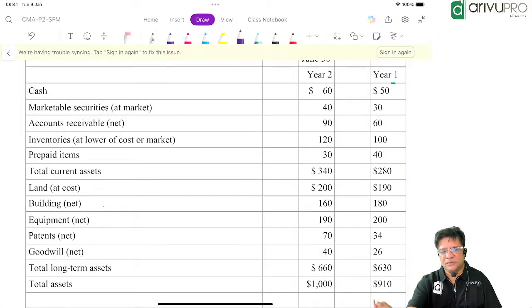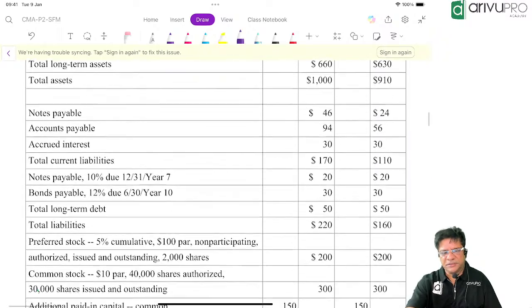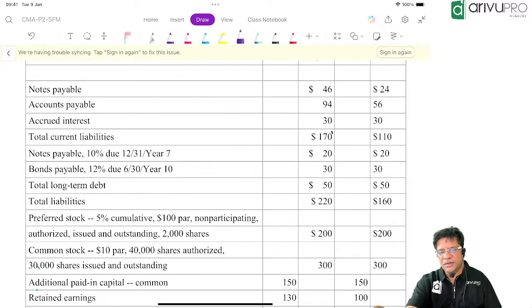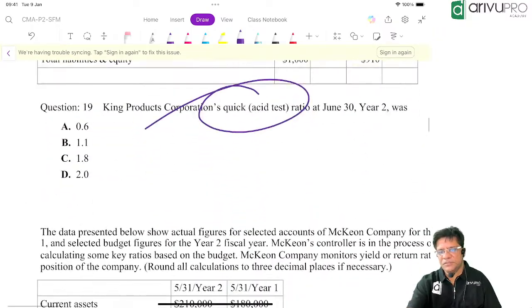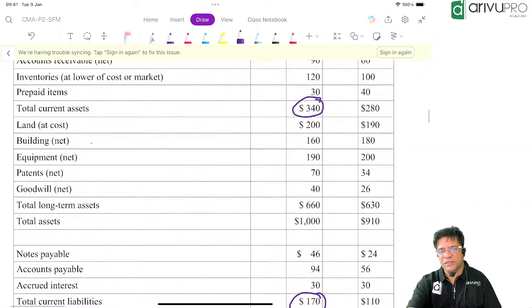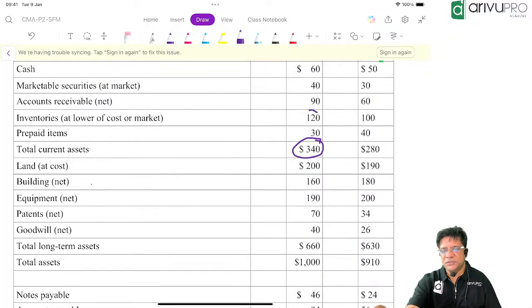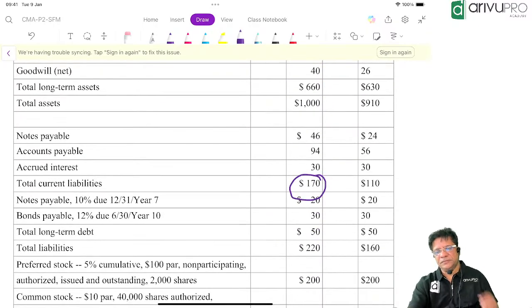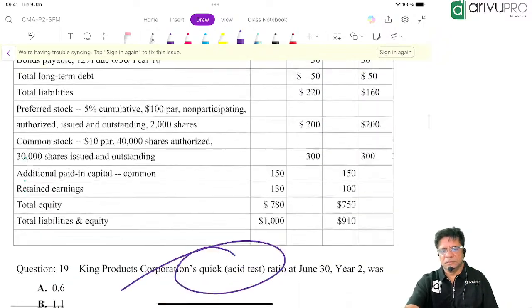Current assets, yes, here 340, and the numerator we got it here. Current liability is 170. 340 by 170. Sorry, 340 minus inventory, no? These two. Yeah, 340 minus 150. 190, no? 190 divided by 170. 1.1.